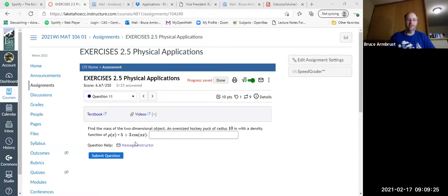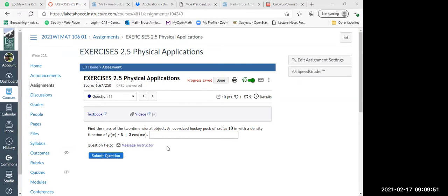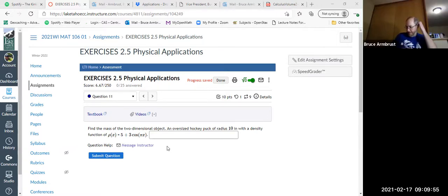So let's look at this one. We're going to find the mass of a two-dimensional object, an oversized hockey puck of radius 10 inches with density function rho of x equals 5 plus 3 cosine pi x. All right. So is this good for the number 9 through 12? I think that was Adam who asked. Is this a good enough one? Yep. Okay. All right. So let me first write down my density, and then we've got radius 10.